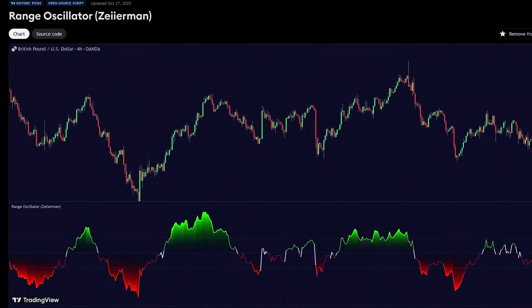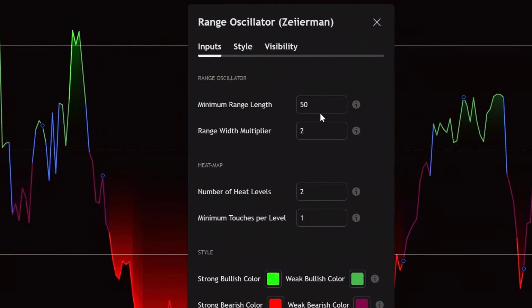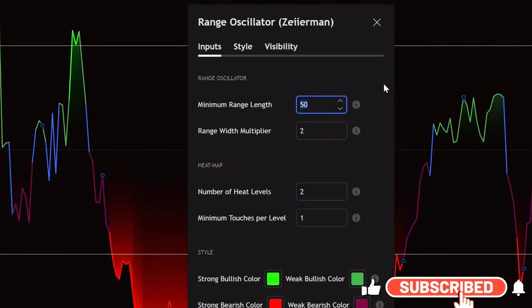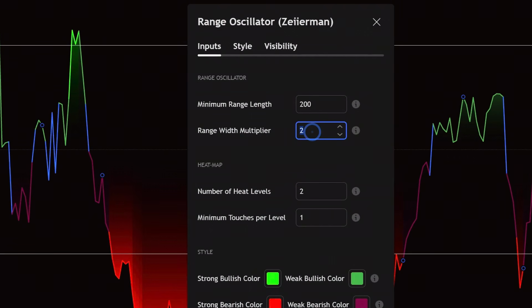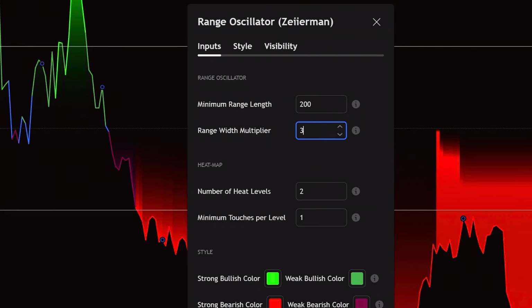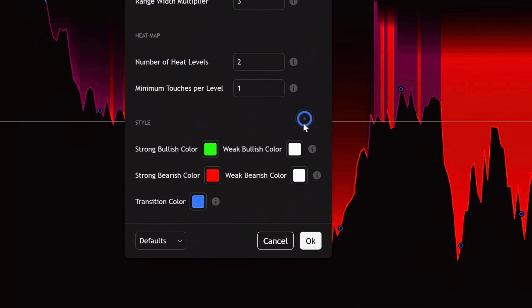Okay, so range oscillator first. You're gonna increase the momentum range length to 200, and I want you to understand why. It's not just a random number. It filters out the small noise, so you're only reacting to moves that actually mean something. Then bump the range width multiplier up to 3. That sharpens your zones and makes your reads way more precise instead of just more frequent. And while you're in there, make those horizontal levels more visible because you're gonna need them.